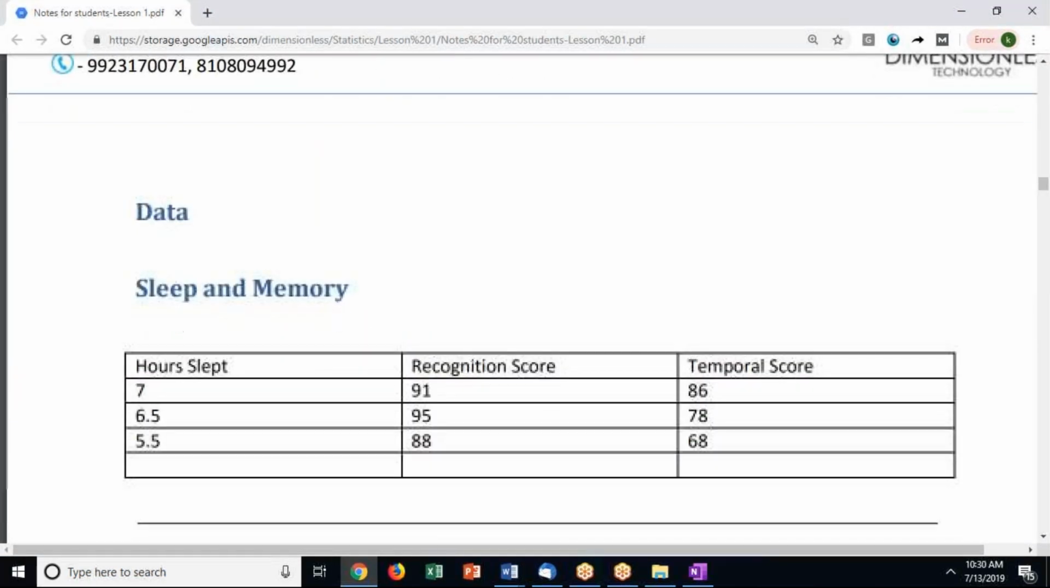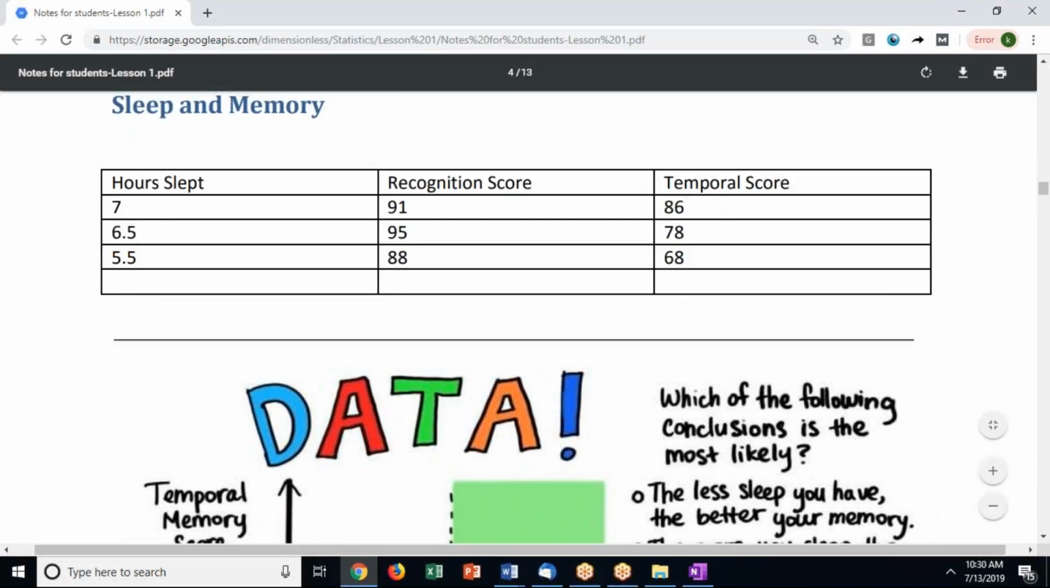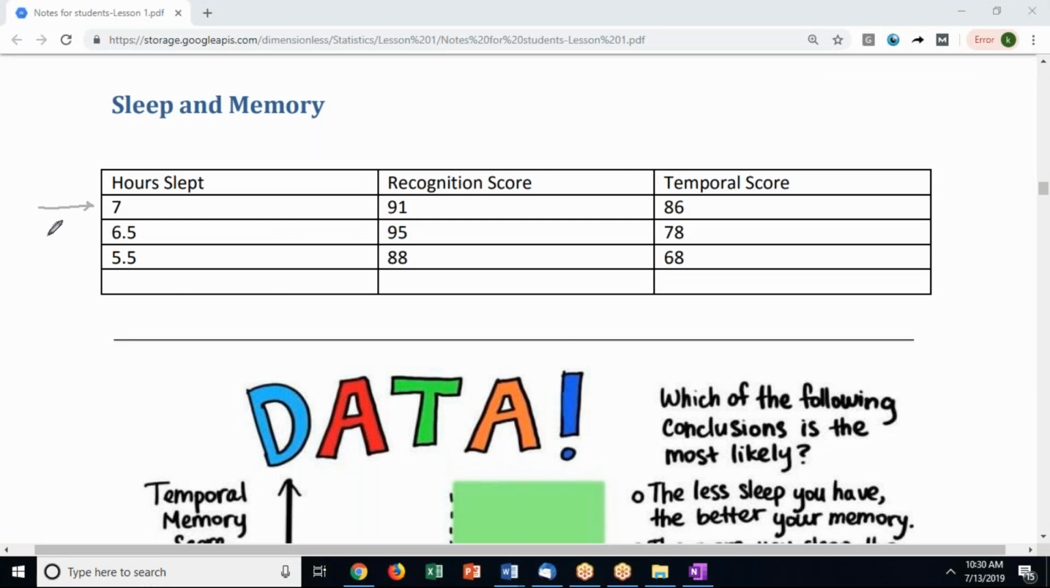Now, we took 3 individuals. We asked them, how many hours did you sleep in a given day, just one day prior to taking the test? So suppose you're taking the test tomorrow morning, how many hours did you sleep today? Somebody said 7 hours, 6.5 hours, 5.5 hours. And for those individuals, recognition score and temporal memory score were calculated and recorded.